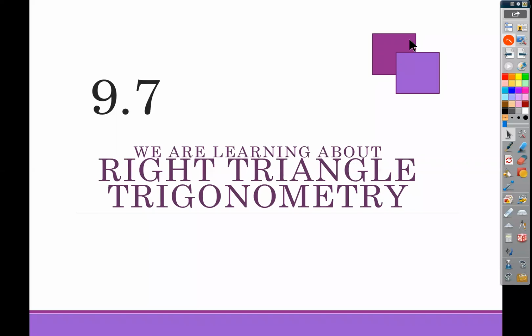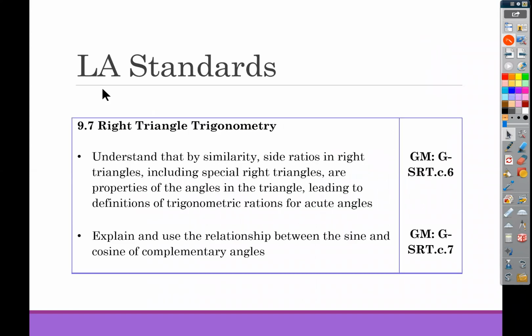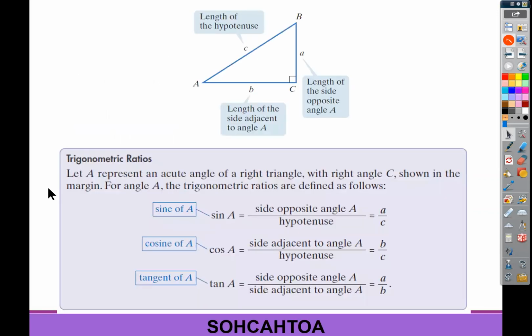We are learning about right triangle trigonometry today. I know I've got this when I can use the lengths of sides of a right triangle to find trigonometric ratios, use trigonometric ratios to find missing parts of right triangles, and use trigonometric ratios to solve applied problems. So some of the key vocabulary: trigonometry, side opposite, side adjacent, hypotenuse, sine, cosine, tangent, angle of elevation, and angle of depression. So you can go ahead and look at this.